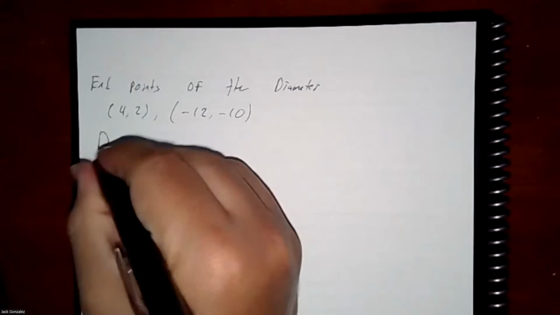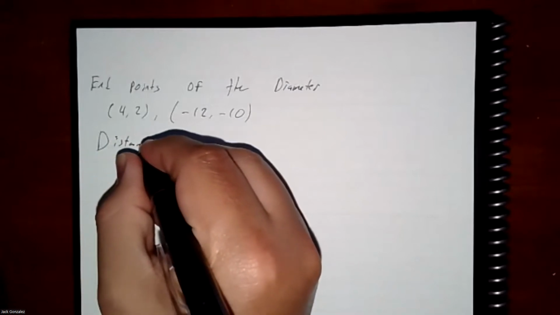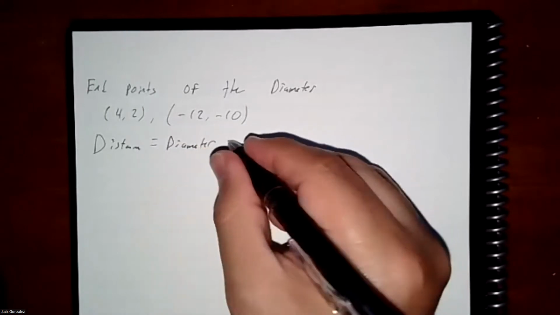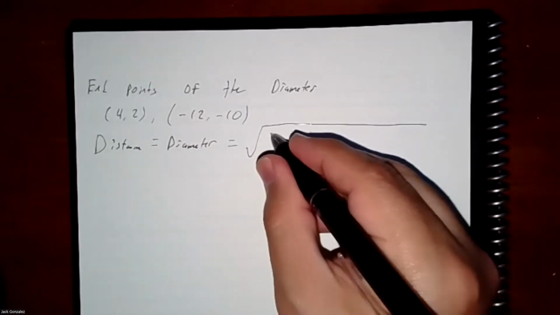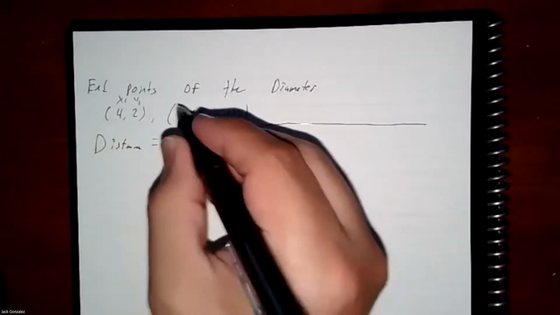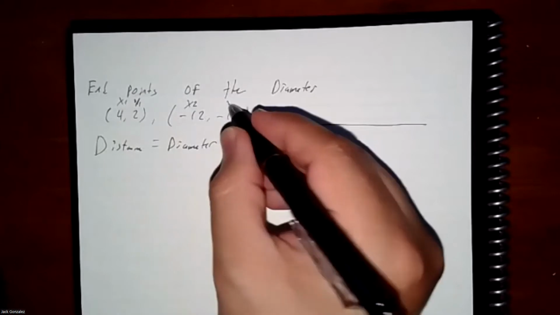So the distance between them will equal the diameter, which is equal to x1, y1, x2, y2.